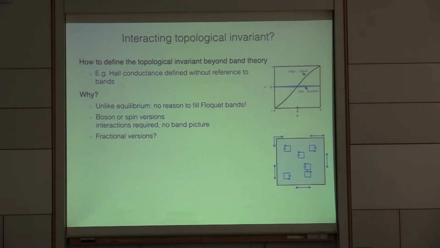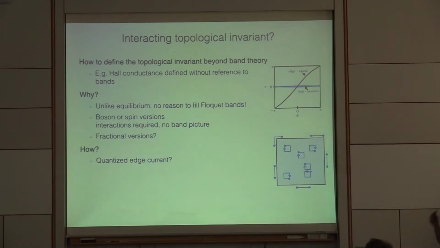So why do I want to look at an interacting version of this? Unlike in equilibrium, even if you have a non-interacting or weakly interacting system, there's no up or down to Floquet energy, right? There's no reason to fill some Floquet bands and not others. So characterizing the topology of bands is not immediately obviously connected to the physical properties of the system. The second is, as I mentioned in the previous slide, you can try to write down interacting versions, like with bosons or spins, or you might ask, are there fractional versions of these? And none of those would be described by a band structure.